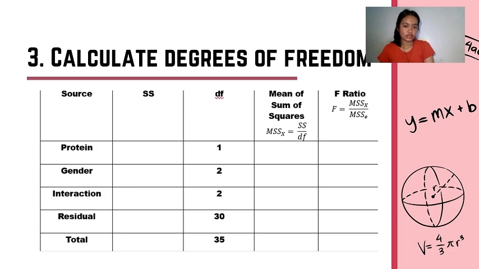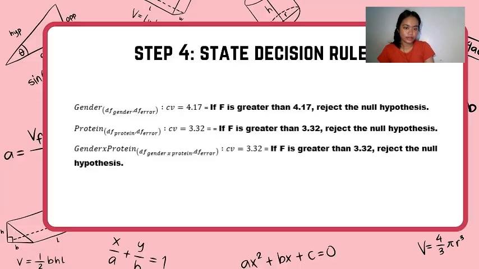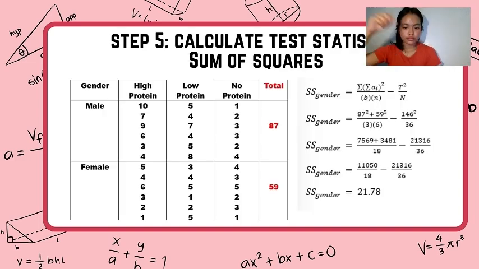Step 4 is to state the decision rule. For gender, DF gender times DF error, the critical value here is 4.17. So if F is greater than 4.17, we reject the null hypothesis. For the protein, the critical value is 3.32, which means if the F is greater than 3.32, we reject the null hypothesis. And for the interaction, the CV is 3.32. So if the F is greater than 3.32, we reject the null hypothesis. Then proceed to step 5.